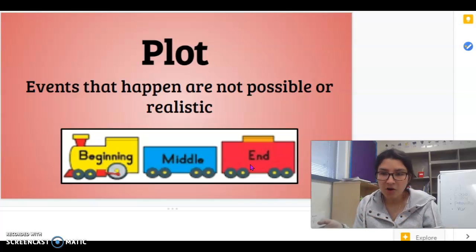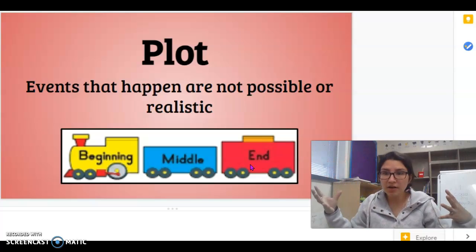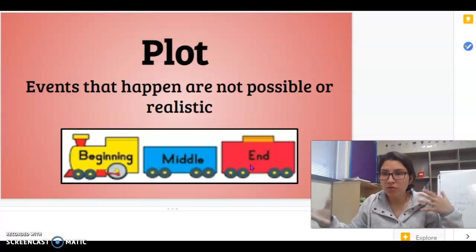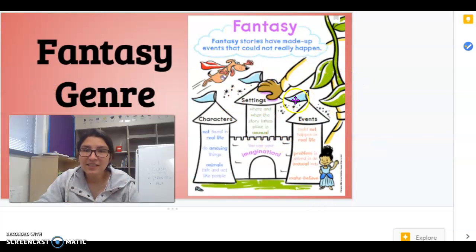The beans fall and get water on them, and they grow into a huge, gigantic beanstalk. That's not going to happen. There's giants, there's magical things that are happening, right? That's not going to happen, right? The different things that happen throughout that story, not possible. They're not realistic, okay? All right, so that's fantasy. Fantasies are stories that are made up with made-up events that could not really happen. I hope you enjoyed this little review over fantasy.